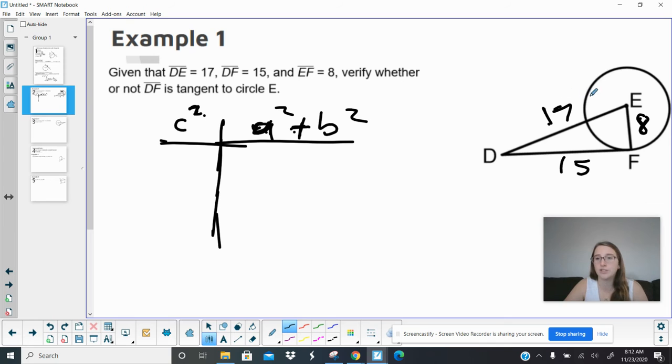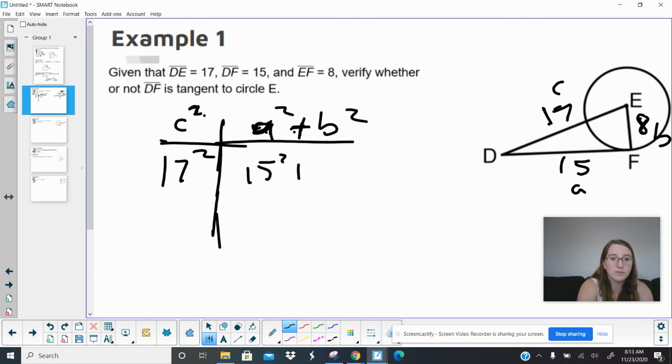So looking at our options here, 17, 15, and 8, which one has to be C based on what we just said? 17 has to be C. And then 8 and 15, it doesn't matter. I can call this A and B, or I can switch them. You're gonna get the same thing. Let's go ahead and plug this in. Now again, 17 is C, but here we have 17 squared. Be careful with that. And then I have 15 squared plus 8 squared.